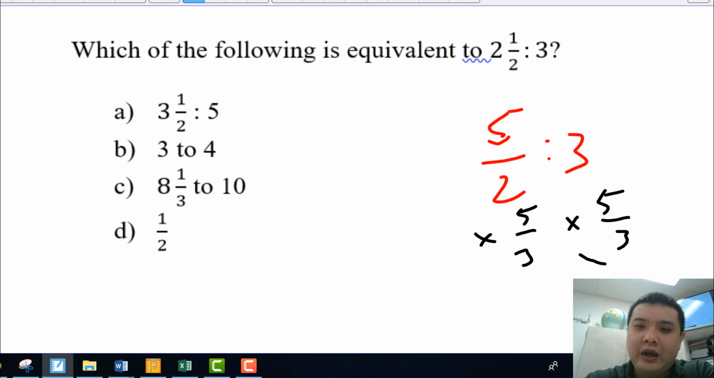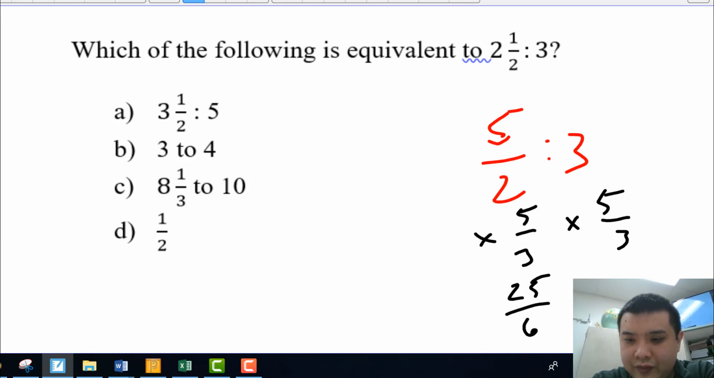Okay. When we do that, what we find is we get the 25 over 6 to 5. And 25/6 is not the same thing as 3.5. In fact, that is 4 1/6. Okay. So therefore, A is not one of our options, not the correct option.